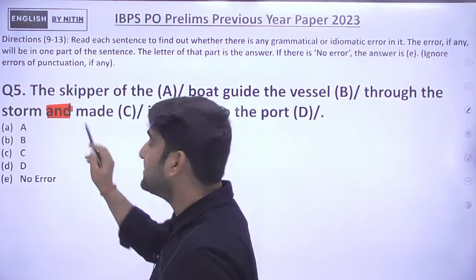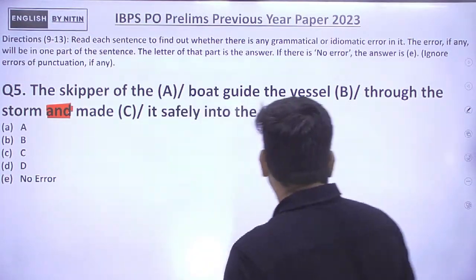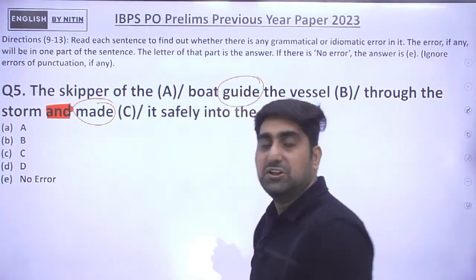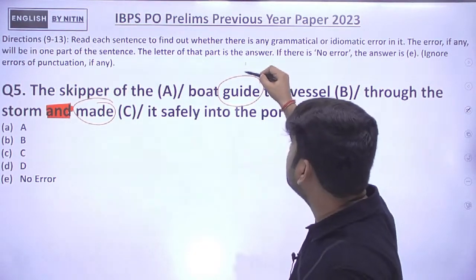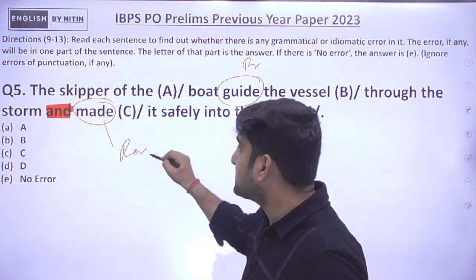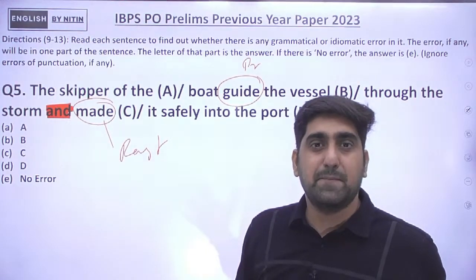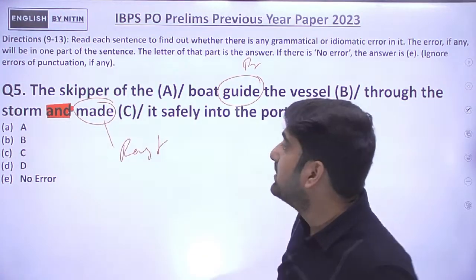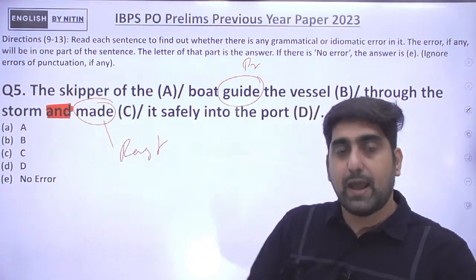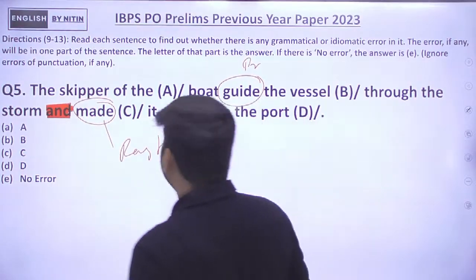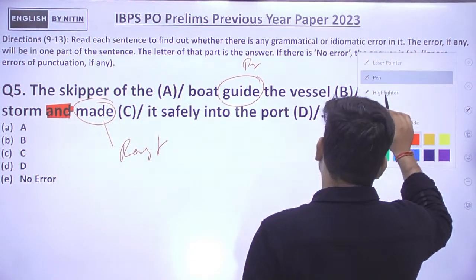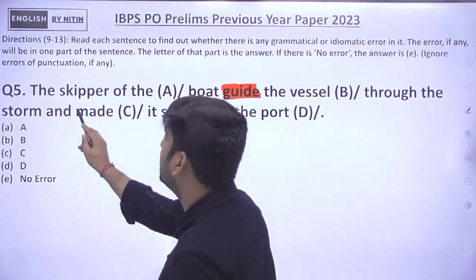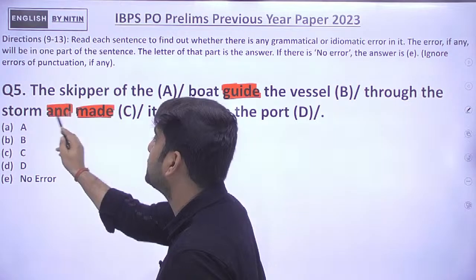Here you see time is given in past, made, but before this we have time given in a present tense. So here tense is present, here tense is past, which makes a big difference in context. To make it right, the tenses should be similar. Since it is a past activity which happened in the past, both the verbs should be in past tense. The correct answer here will be guided, not guide, because verbs are in past, so every verb should be in past.